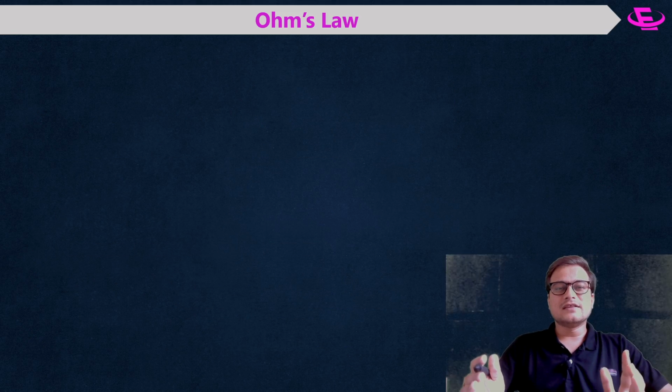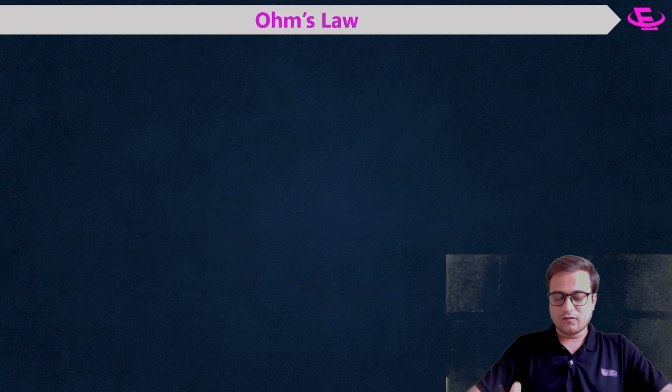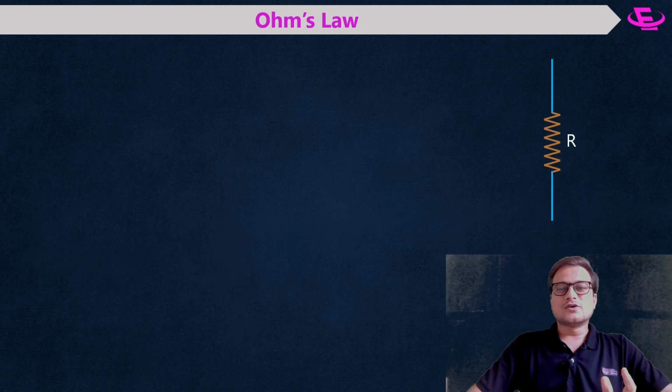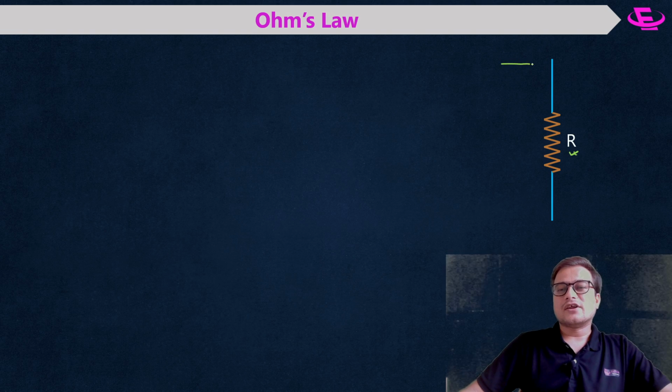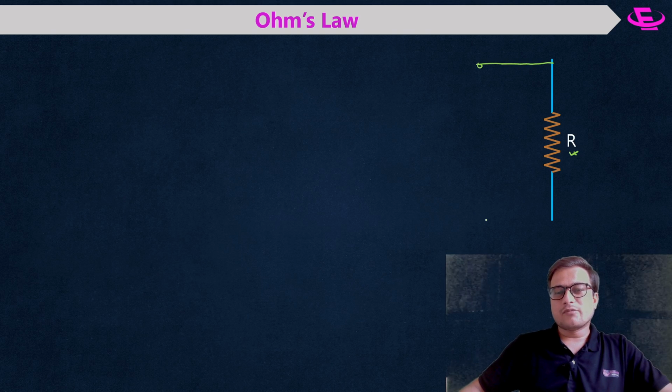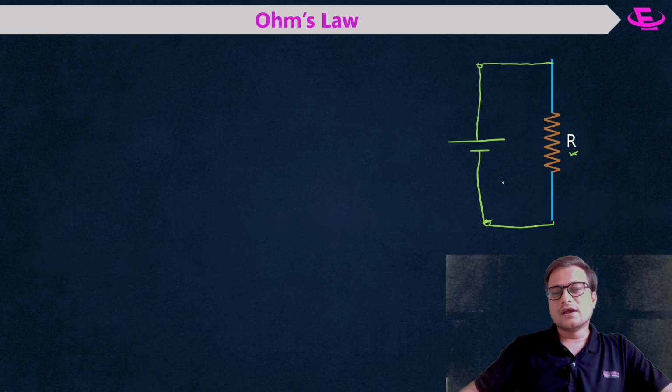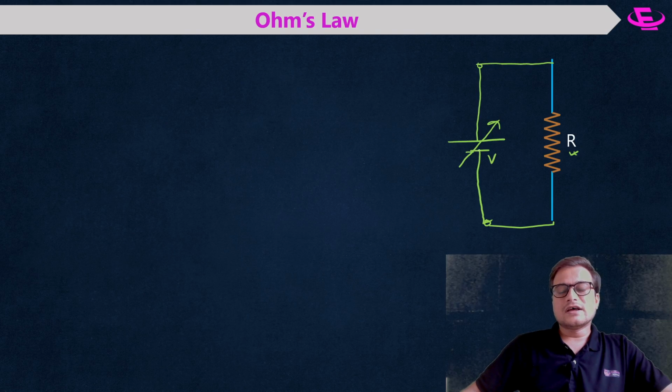So let's begin the session with Ohm's law. What is Ohm's law? Ohm did an experiment. He took a conductor having some resistance R. He connected a battery across the conductor. So here I am drawing a battery. This is the battery, and the battery always has a positive terminal and a negative terminal, and we can vary the voltage of a battery.